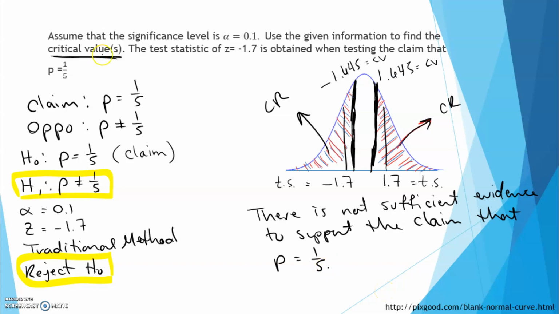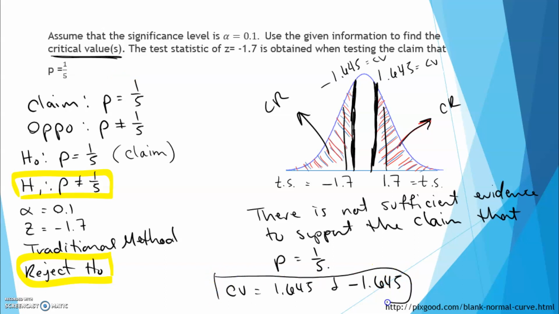Actually, what they were looking for is the critical values. Your final answer for this question right here, your critical values are 1.645 and negative 1.645. That was what the question was looking for, but we went ahead and looked at step 7 and step 8.